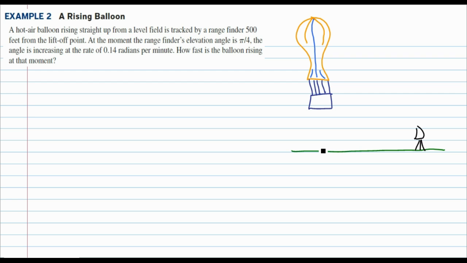At this point, all I know is that from the liftoff point, the rangefinder is 500 feet away. Then it says at the moment the rangefinder's elevation angle is pi over 4 radians. The angle is increasing at a rate of 0.14 radians per minute. So this is a change in the angle.